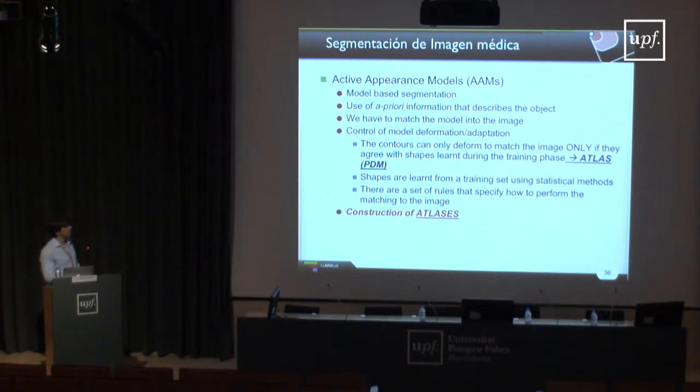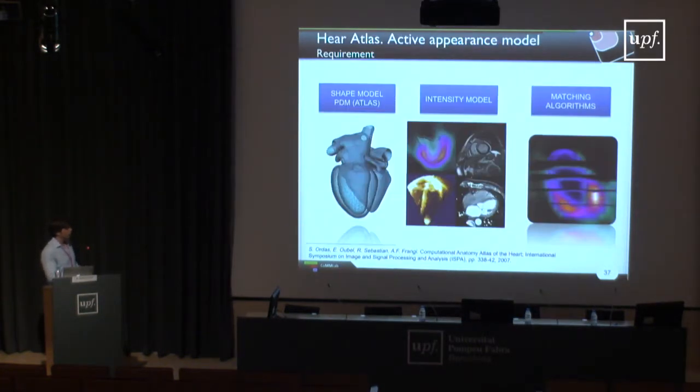In order to build this active appearance model, we need three different things. The first one is a shape model of the heart, what we call the atlas. Then we need an intensity model. You will see later, because it's not the same to segment a SPECT image as MR or CT. The gray level intensities are different and we have to adapt to them. And then we need a matching algorithm that allows us to fit this mesh to this particular image.